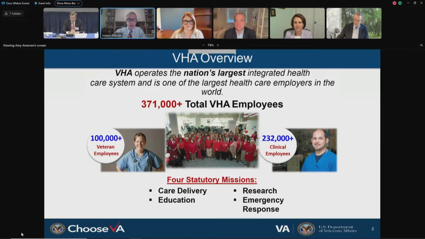We are arguably the largest integrated healthcare system that covers both the entire United States as well as many places overseas, Guam, the Philippines. We even have clinics that serve veterans in Europe, and we have a telehealth reach that's global. We have 4 statutory missions which impact how we perform and the efficiency.